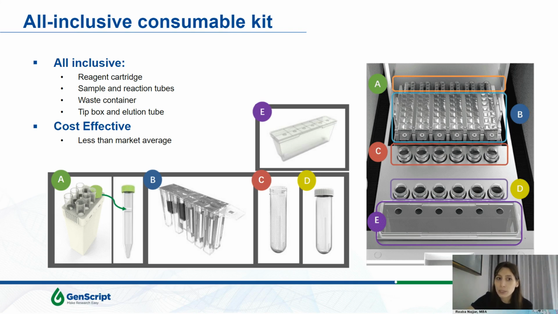So this is the consumable kit that I mentioned is all-inclusive. So it includes your reagents, all of the buffers, as well as the tubes that are needed to run the sample. It also includes the tips and the elution tube. And finally, it includes your waste container. What's really great about this as well is that it is actually really, really cost-effective. It is about 20 to 30% less than the market average, which is a huge benefit for using the AmMag Quattro.